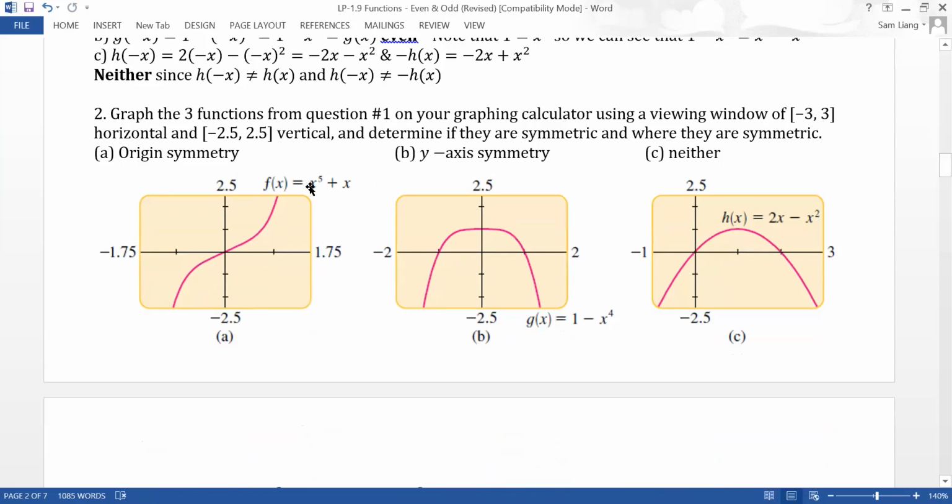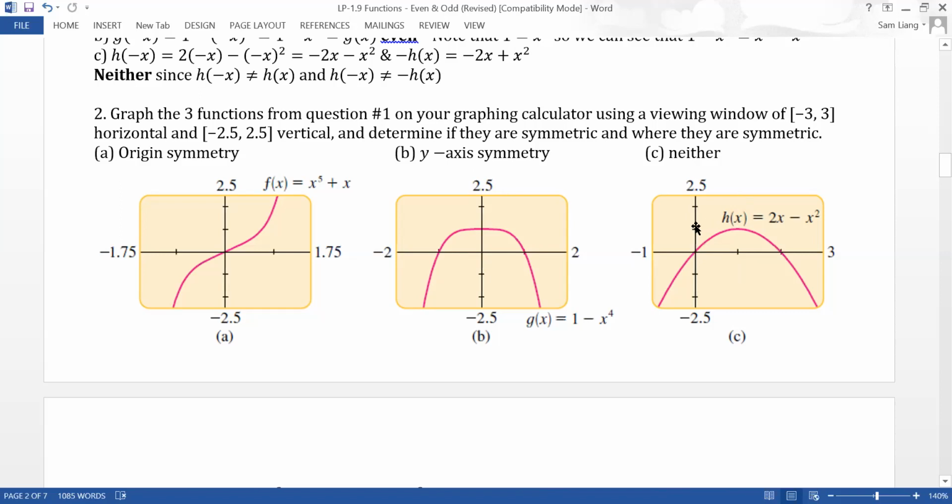So remember the 3 functions were x to the 5th plus x, 1 minus x to the 4th, and 2x minus x squared. Okay, so as you can see, x to the 5th plus x is an odd function, so it should have origin symmetry. If you reflect the right hand portion over the x and y axes, then you'll get the other portion, and you'll get the entire graph. And then this has y-axis symmetry. Yeah, so as you can see, it just splits down the middle, and this has neither.